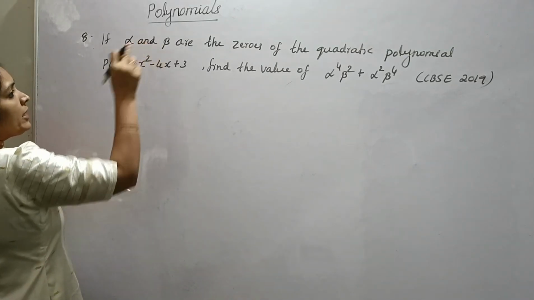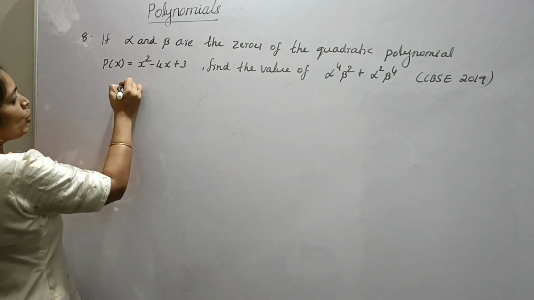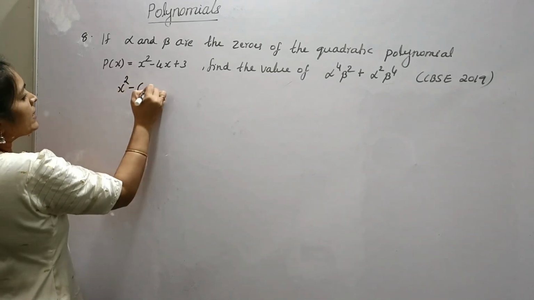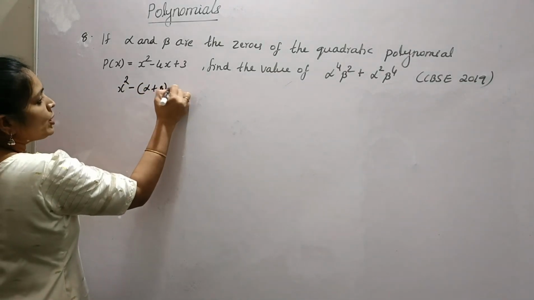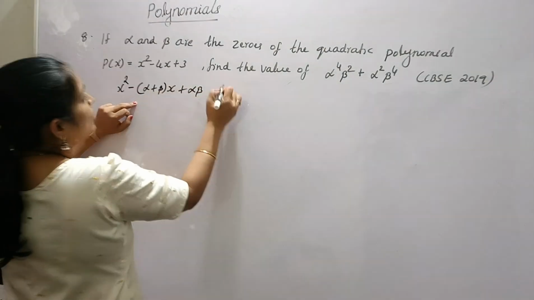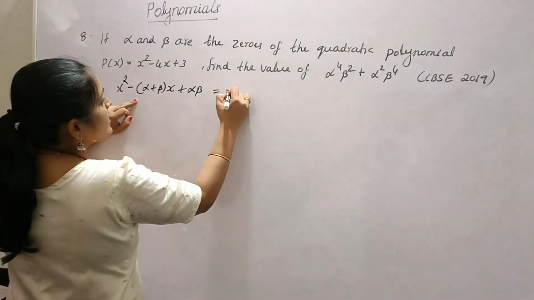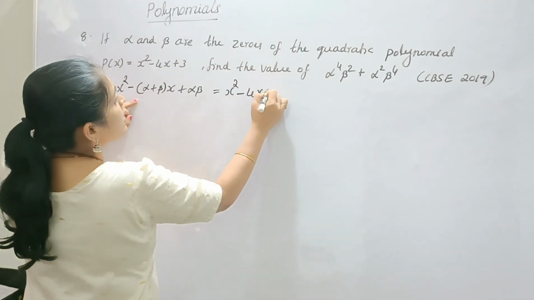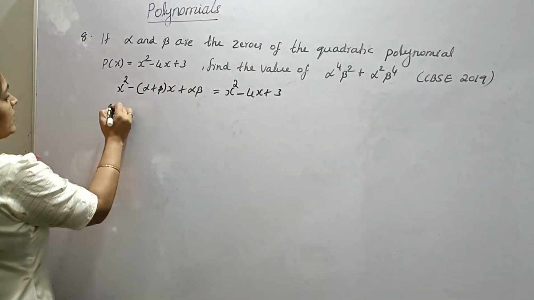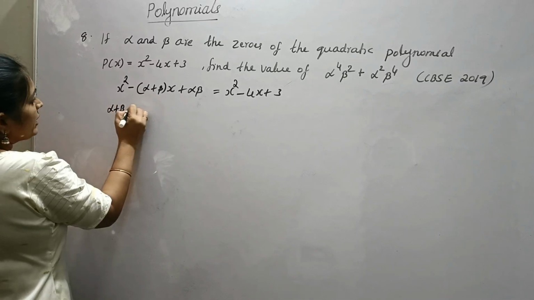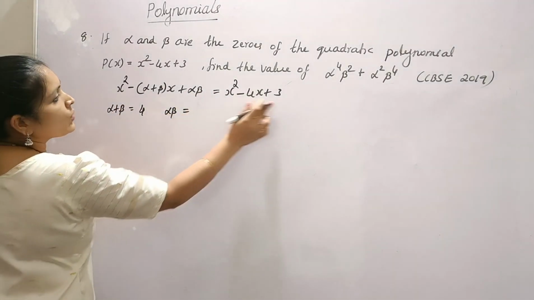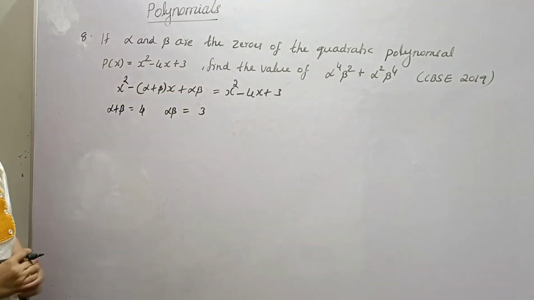So if alpha and beta are the zeros of the quadratic polynomial, then the quadratic polynomial is x square minus of alpha plus beta into x plus alpha into beta. That is equal to this polynomial, x square minus 4x plus 3. Now, comparing on both sides, we get alpha plus beta is equal to 4 and alpha into beta is equal to 3.